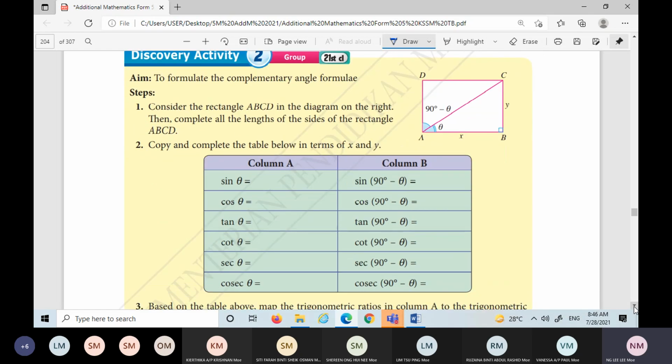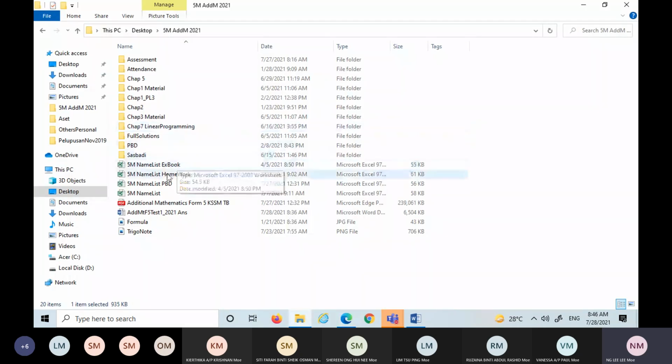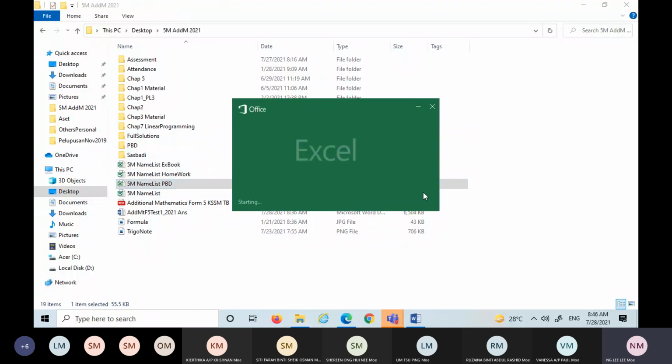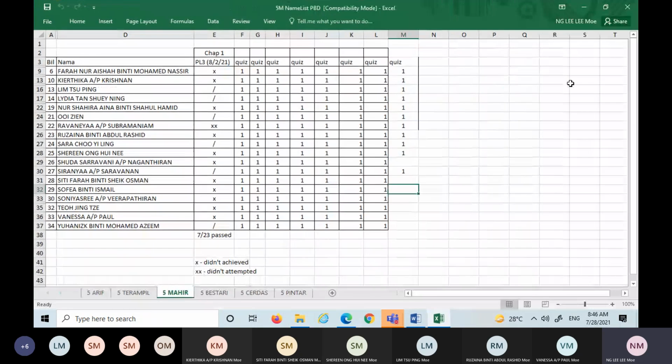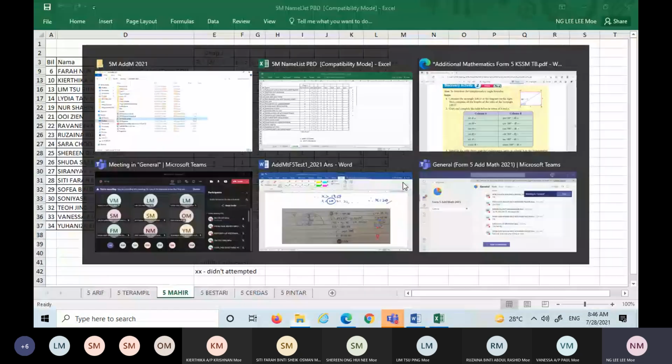This one is the same as yesterday. I want you to do it one by one. I still have about 15 minutes. Whose turn? Yesterday it was Shuda, then Siti Farah, then continue with Sophia and so on. Shuda first and then Siti Farah. I will help you first.